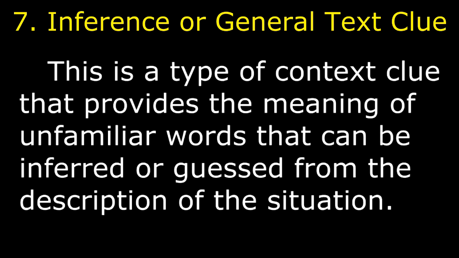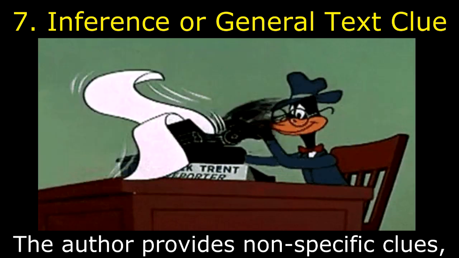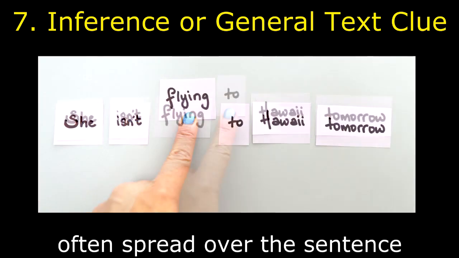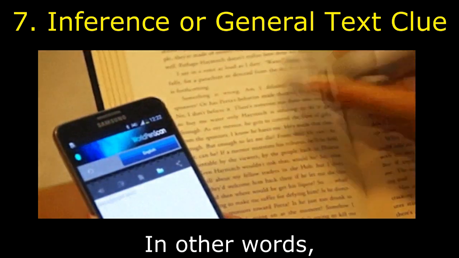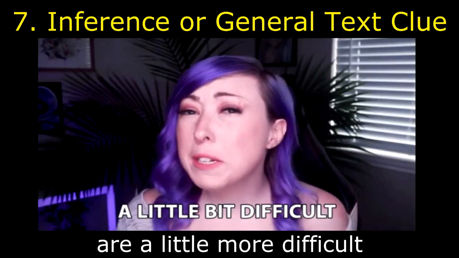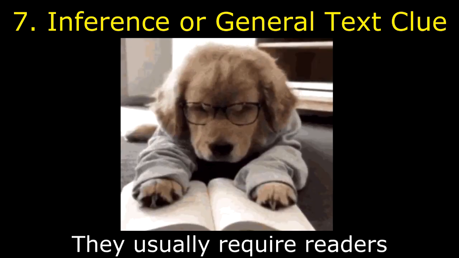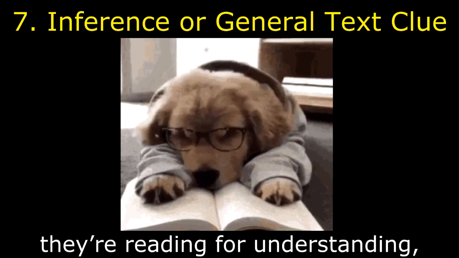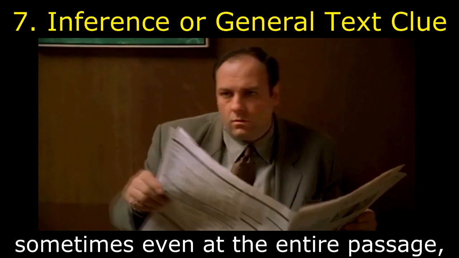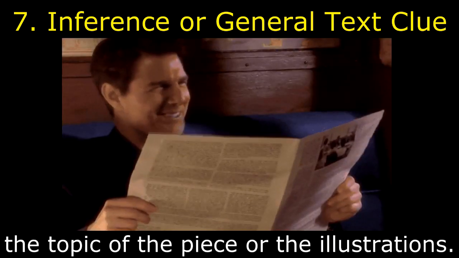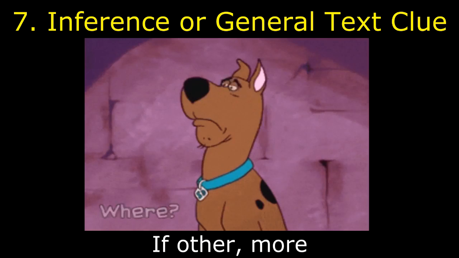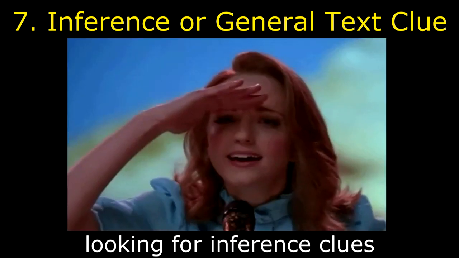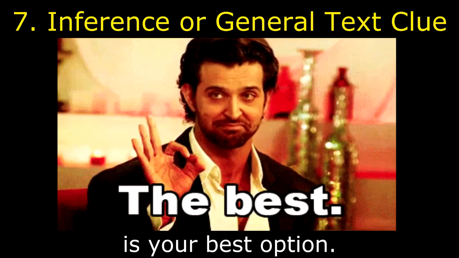Finally, number 7, inference or general text clue. This is a type of context clue that provides the meaning of unfamiliar words that can be inferred or guessed from the description of the situation. The author provides non-specific clues, often spread over the sentence or a number of sentences. In other words, these types of context clues are a little more difficult to analyze or describe. They usually require readers to look beyond the sentence they're reading for understanding, sometimes even at the entire passage, the topic of the piece, or the illustrations. If other more specific context clues are missing, looking for inference clues is your best option.